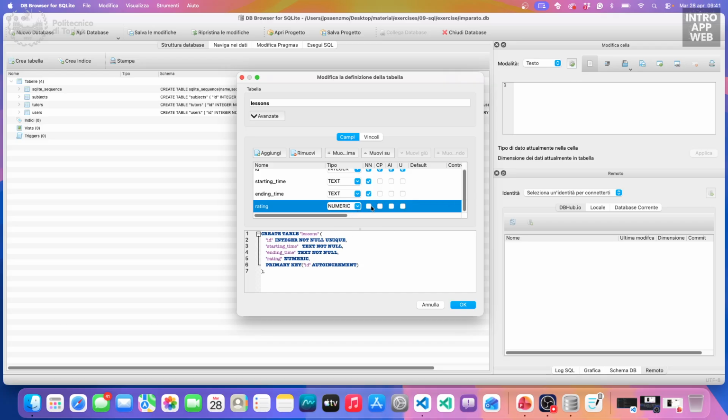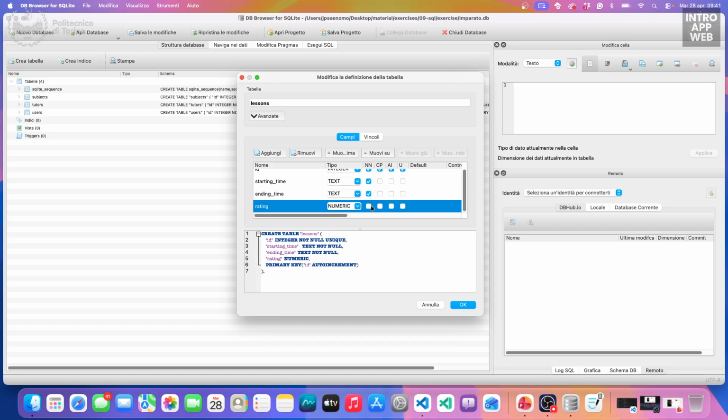Okay, the rating here, do we set the rating as not null? What do you think the rating for a specific lesson? Do we set that field as not null? Yeah? I think it should be optional.